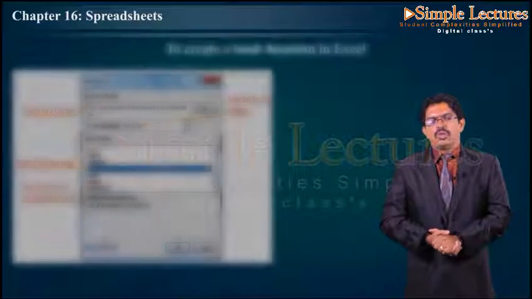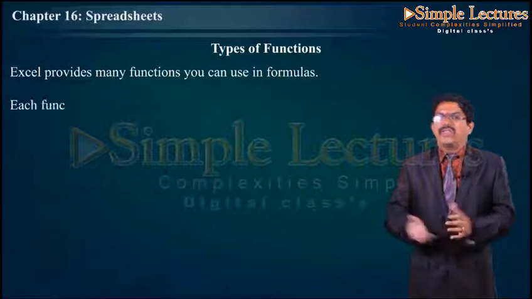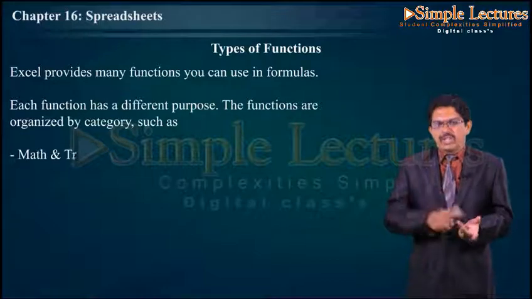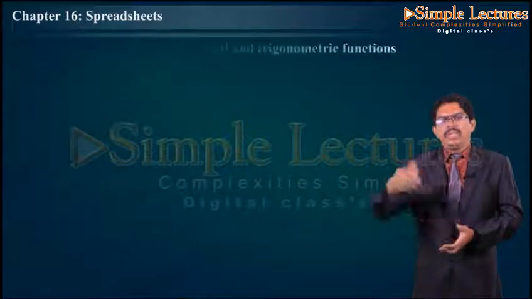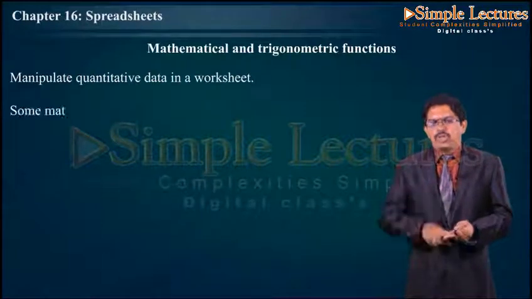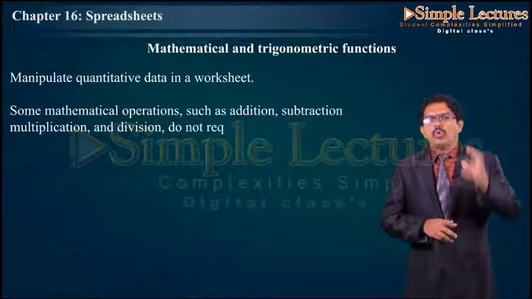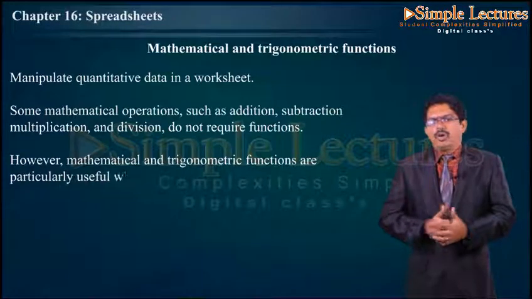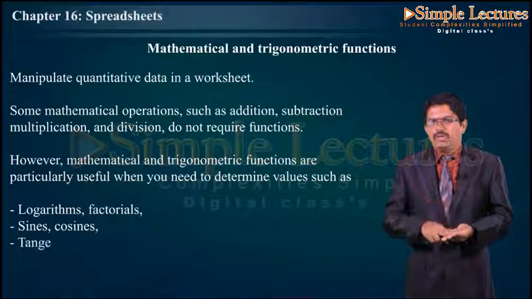Types of functions. Excel provides many functions you can use. Each function has a different purpose. The functions are organized into mathematical, trigonometry, statistical, financial, logical, date and time, and text. Mathematical and trigonometric functions manipulate the data in a worksheet. Some operations such as addition, subtraction, multiplication and division do not require functions. However, mathematical and trigonometric functions are used for logarithms, factorial, sine, cosine, tangent and absolute value.